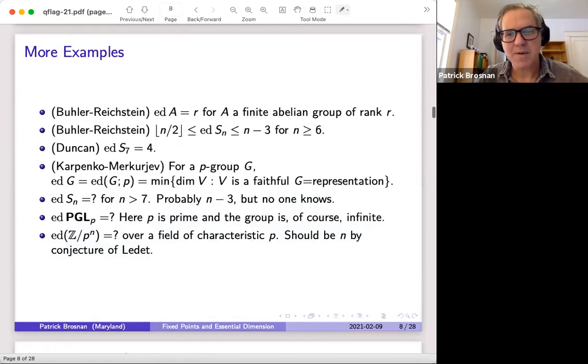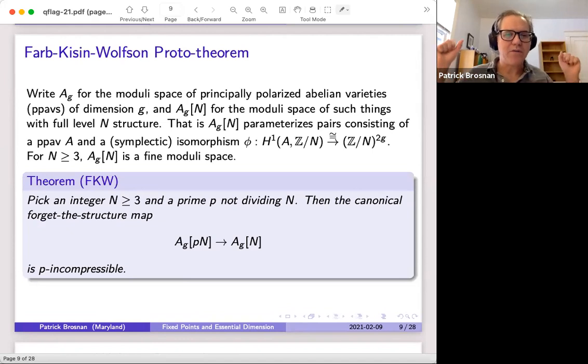Okay, so you can ask questions that way. Here's the Farb, Kisin, Wolfson kind of proto-theorem. You write A_g for the moduli space of principally polarized abelian varieties, we call them PPAVs, of dimension g, and A_g[n] for the moduli space of PPAVs with full level n structure. So what that means is that A_g[n] parametrizes pairs consisting of a principally polarized abelian variety A and a symplectic isomorphism from H_1(A, Z mod n) to (Z mod n)^{2g}.